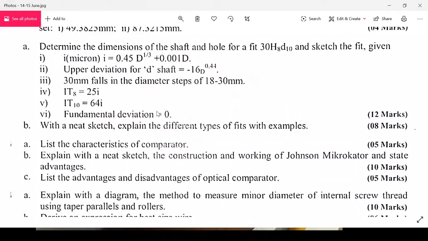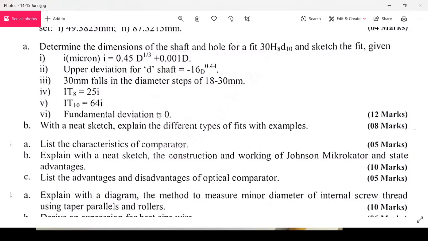See, fundamental deviation is zero. He has not mentioned for what? Fundamental deviation is zero for the H shaft, and for the H hole, it is zero. If you make a mistake, it's because additional information is given to create confusion among you. It is not necessary. 30 H8 D10 is sufficient. The H hole has fundamental deviation zero, and the D shaft fundamental deviation is given as minus 16 D to the power 0.44. So this sixth piece of information is a confusion creator for you people.